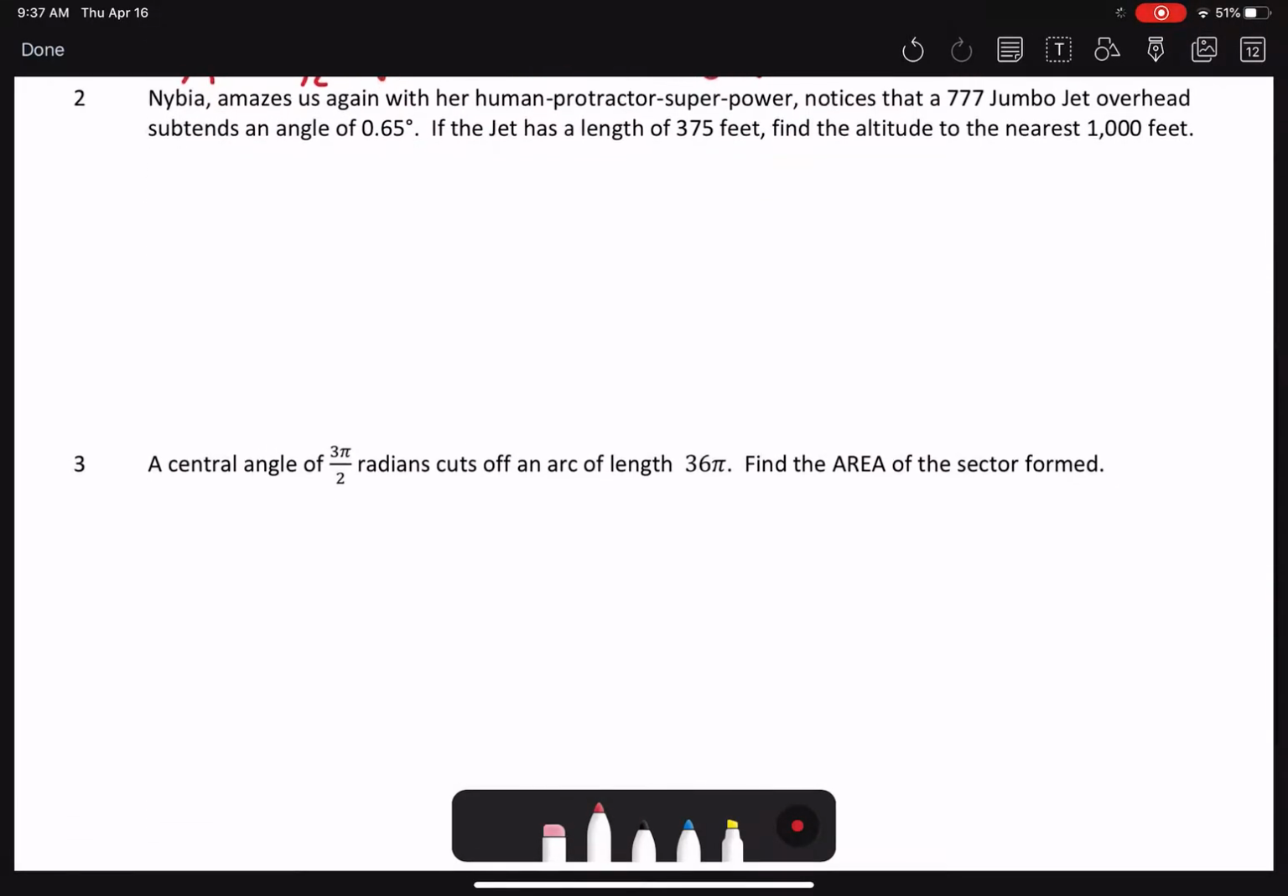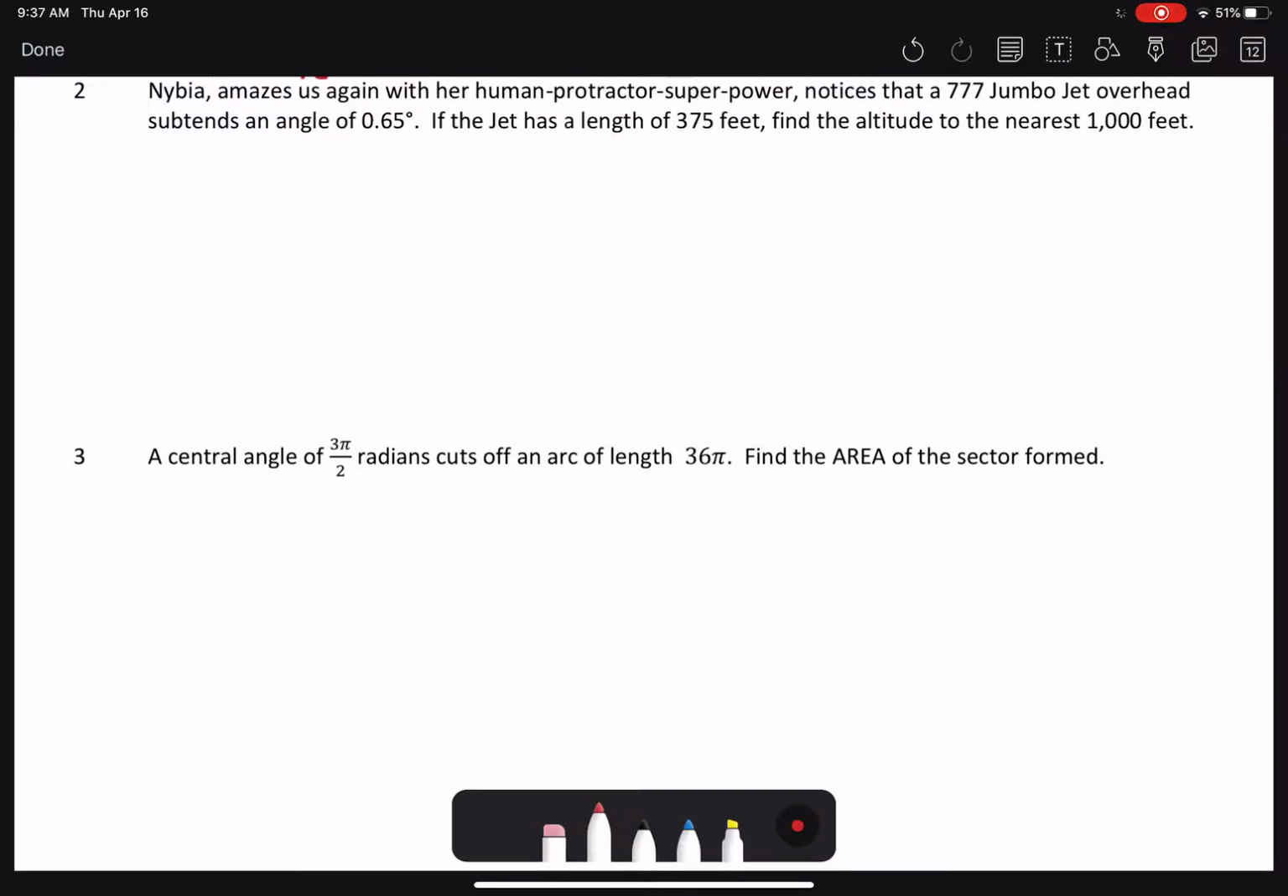We said if Nabia amazes us with her human protractor superpower, notices that a 777 jumbo jet made by Boeing, overhead subtends an angle of 0.65 degrees. If the jet has a length of 375 feet, find the altitude to the nearest 1,000 feet. And so what we're saying is there's this angle, and the plane is right here. There's my little plane.